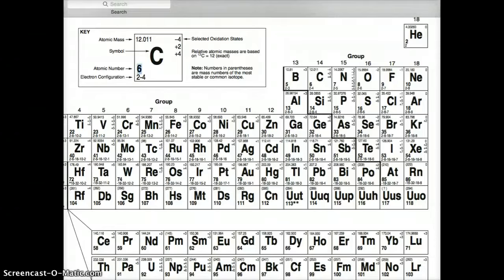If we try sulfur, we see that sulfur's bottom left bold number is 16, right? So for sulfur, its atomic number is therefore 16, telling us that it has 16 protons. The atomic number 16 and 16 protons are the same for all atoms of sulfur.